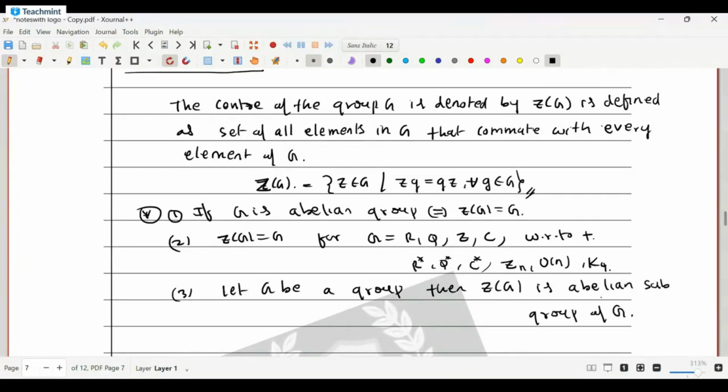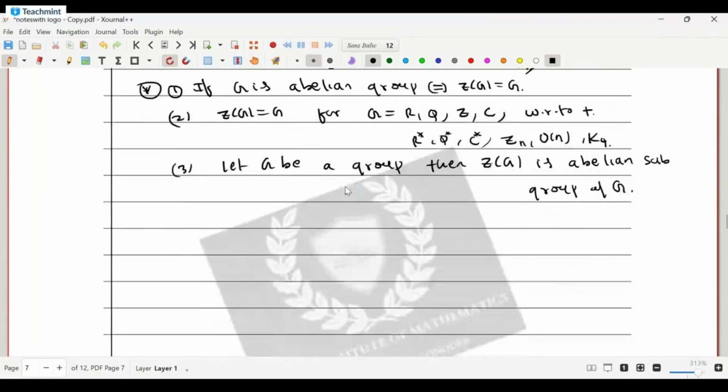Is an abelian subgroup of G. I don't need to say the proof. Next one.